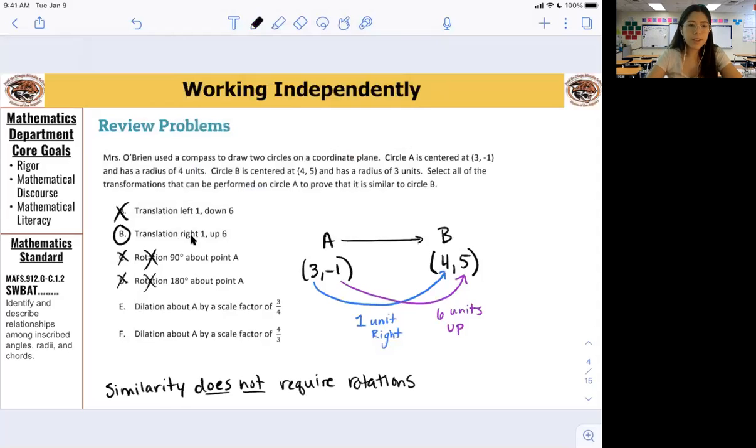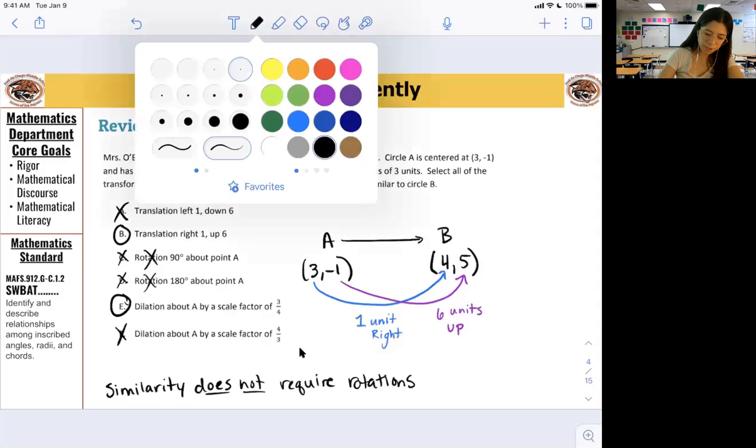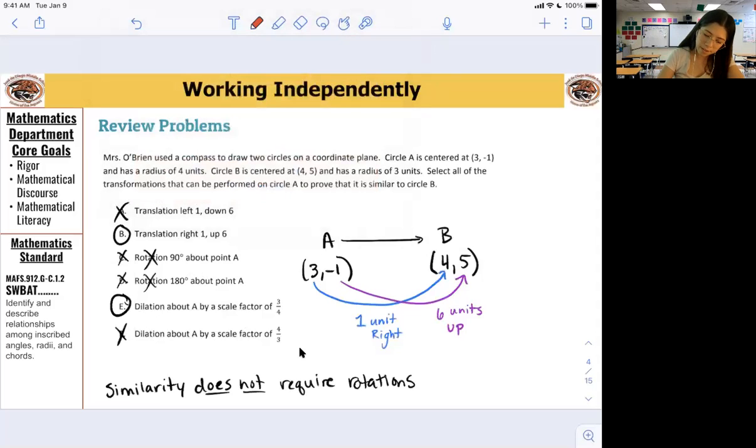All right, so C and D, just incorrect answers. And nobody chose F, which is good, because F is also wrong. The dilation is a factor of 3 over 4, because we know that A has a radius of 4 units, B has a radius of 3 units, and we're always going to do image over pre-image, so the scale factor is 3 over 4, not the other way around. So it was just B and E.